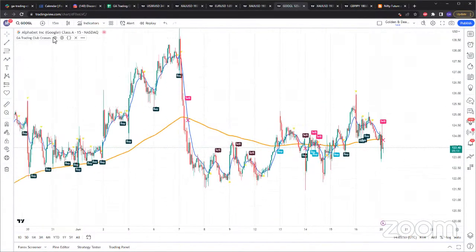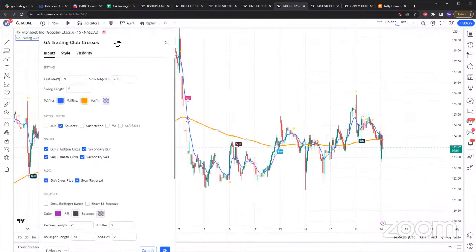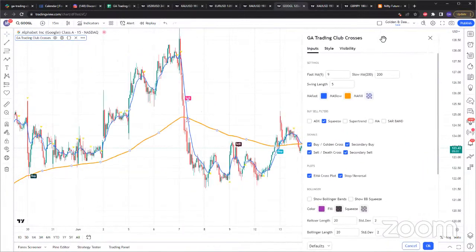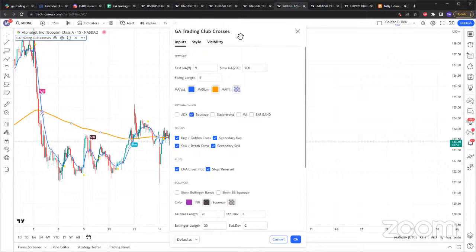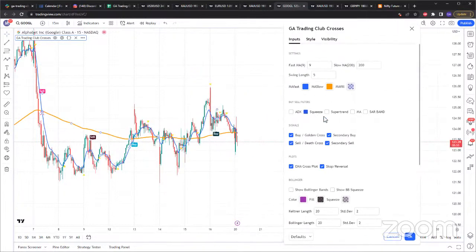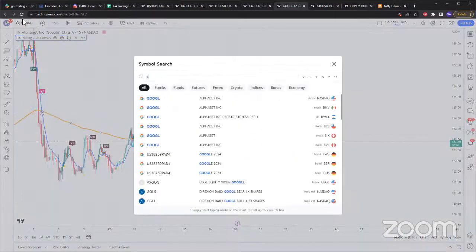There you go. And with this crosses indicator, I did mention play around with these filters right here. If you don't want signals or entries where price is squeezing, go ahead and turn on the squeeze filter, and that will just give you fewer trades, and trades where price is not consolidating. So you can literally use this to trade anything.